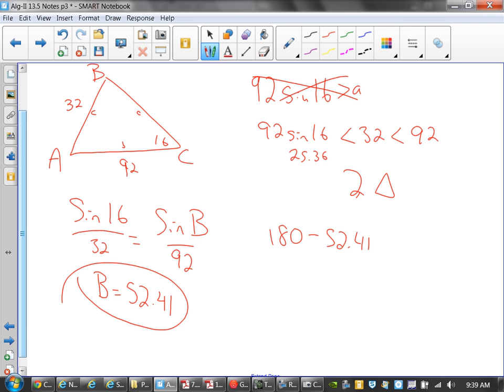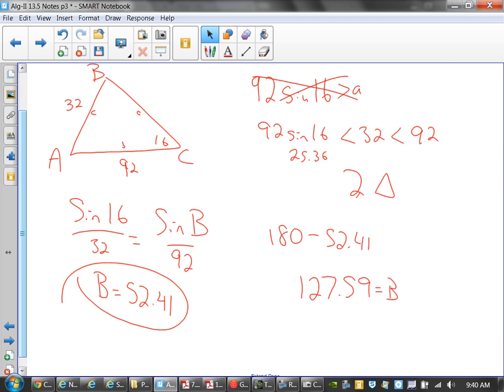So what happens then is that your angle B has two possible scenarios. It could wind up being at 52.41, or it could be at 127.59 for B. If you take the sine of either of those two angles, it's going to equal the same number.